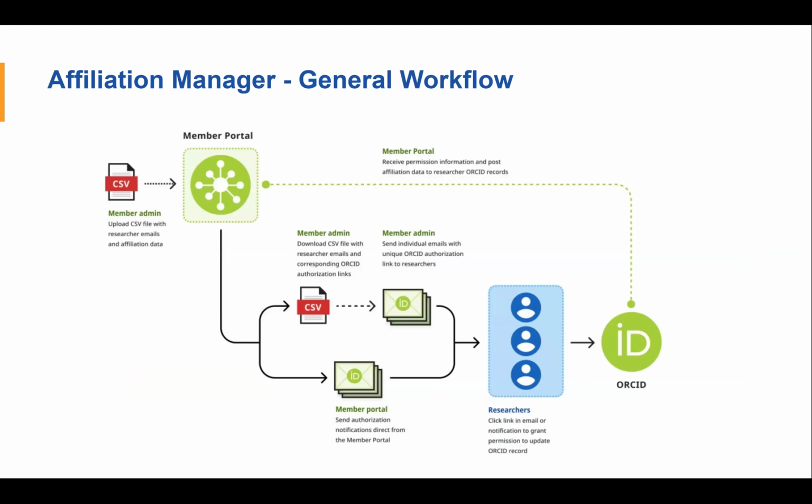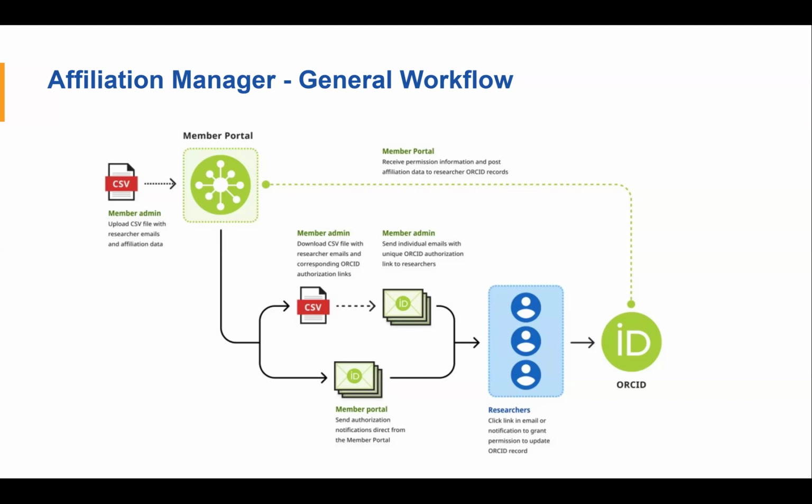So now let's look a little bit at the general workflow of the affiliation manager. What you're seeing on the screen is essentially how the general workflow of the affiliation manager works. This is more of a batch upload to a system, but essentially you would have a record or information about your employees or anyone that you want to push affiliations data to. You can have either a CSV file or you can enter it manually, and we'll go through that in a little bit. And you would go to your member portal and upload that to your affiliation manager.